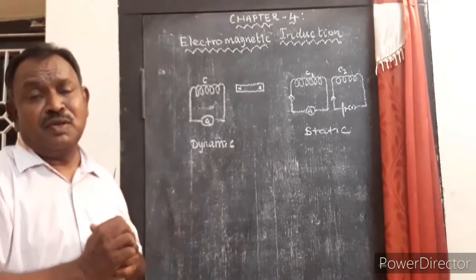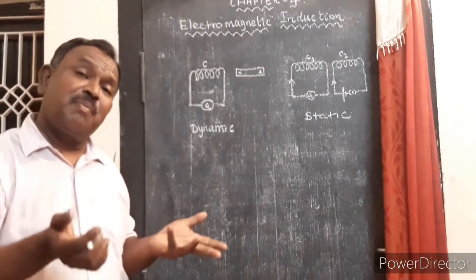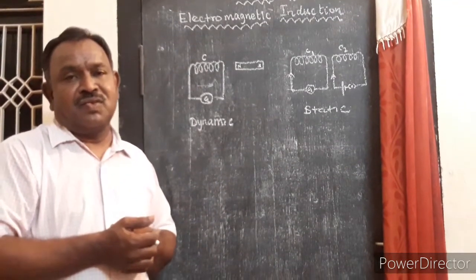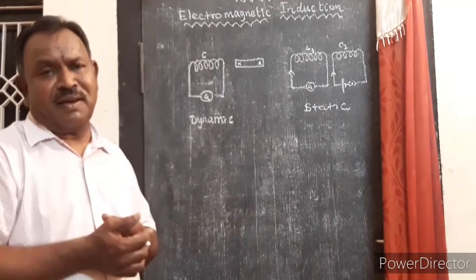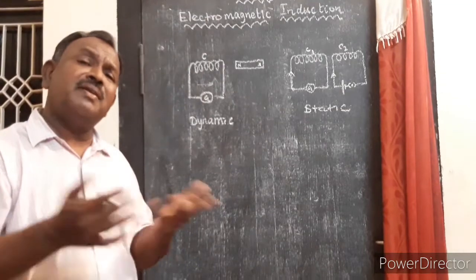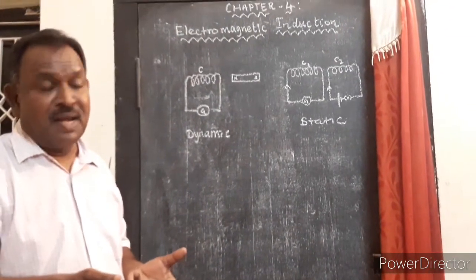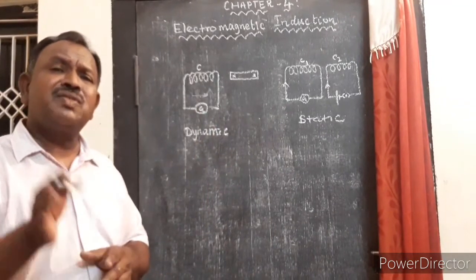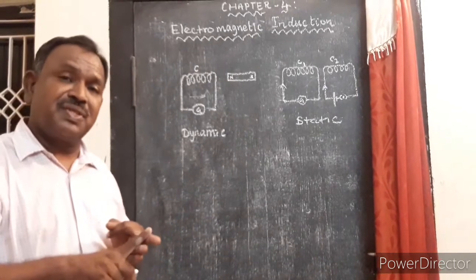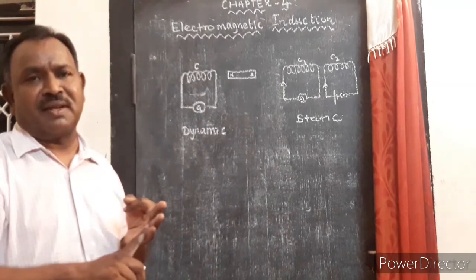So how much induced EMF is produced? The induced EMF is directly proportional to the rate of change of magnetic flux. So if the rate of change of magnetic flux is large, the deflection shown by the galvanometer is large. When the rate of change of magnetic flux is less, the deflection shown by the galvanometer is also less. So the answer to these 3 questions gives Faraday's laws of electromagnetic induction.